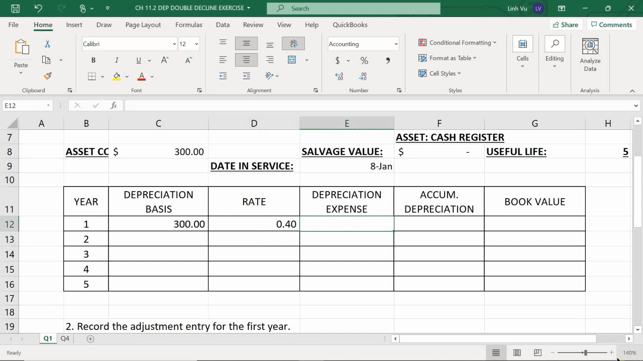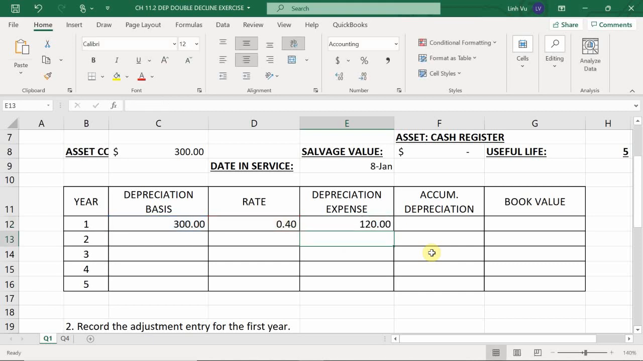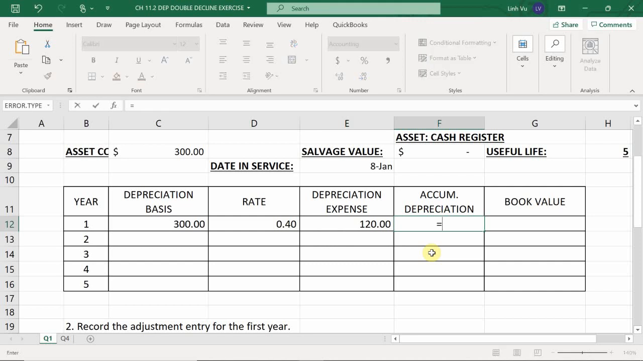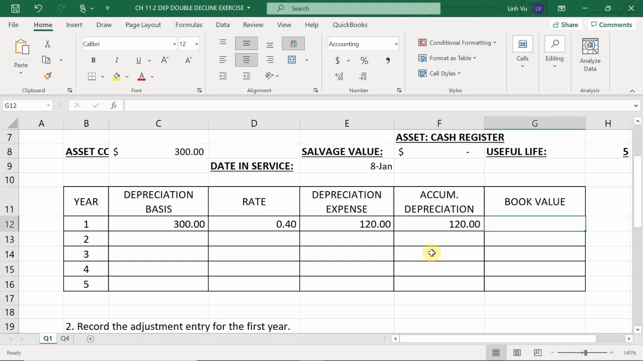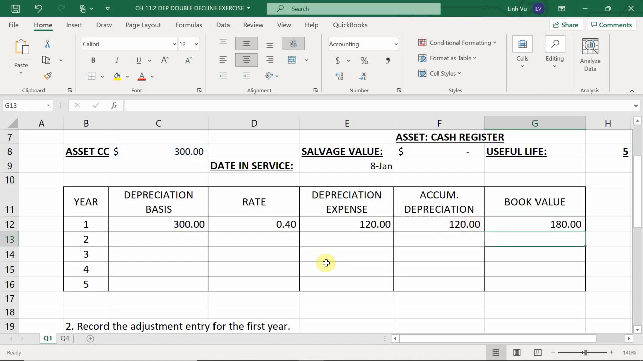So in this case, what is going to be my depreciation expense for year 1? 120. Right, you're going to take your 300 times 40%. So again, what is my accumulated depreciation for year 1? It's going to be your depreciation expense because there's no previous one. So then what is going to be the book value at the end of year 1? 180, right? You're going to take your 300 and subtract your 120, which gives you 180.